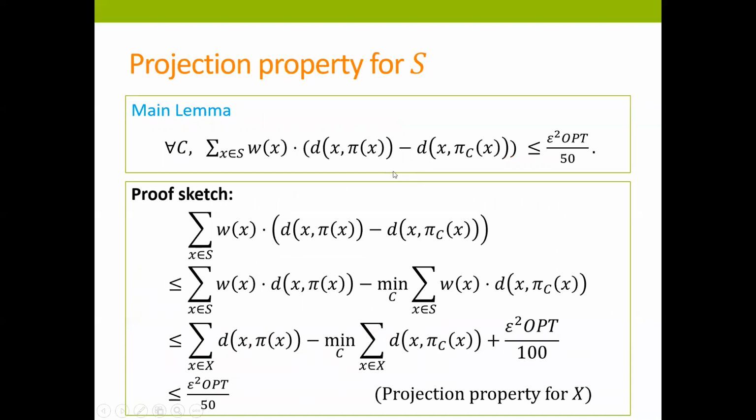Our main technical lemma is to prove this projection property, and here is a proof sketch. The first inequality is due to this min operator, and the second inequality in fact connects the weighted subset S and the whole data set X, showing that the total projection differences between S and X differ by at most O(epsilon squared) times OPT. And the third inequality is due to the projection property for X. So this part is very small, only O(epsilon squared) times OPT. And the main difficulty is to prove this second inequality.